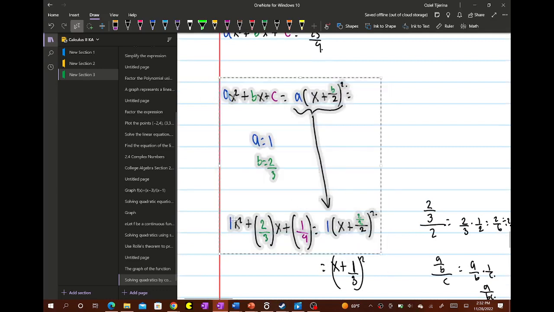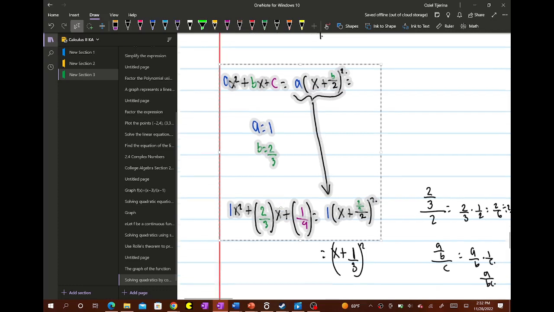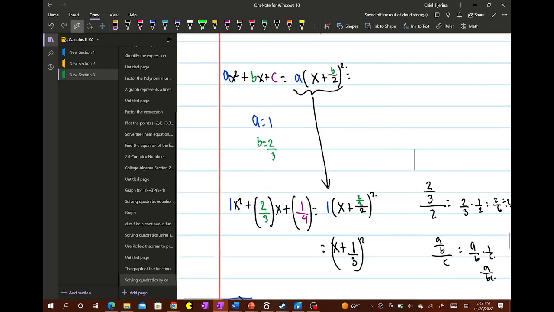So that means that 1x squared plus 2/3 x plus 1 over 9. So really it's ax squared plus bx plus c equals a times the quantity x plus b over 2, and then all of that squared. So again, I relabeled a and b. I said that a is 1 and b is 2/3. So I went ahead and wrote it, and I put that this was equal to 1, which is a, times the quantity x plus 2/3 divided by 2 quantity squared.